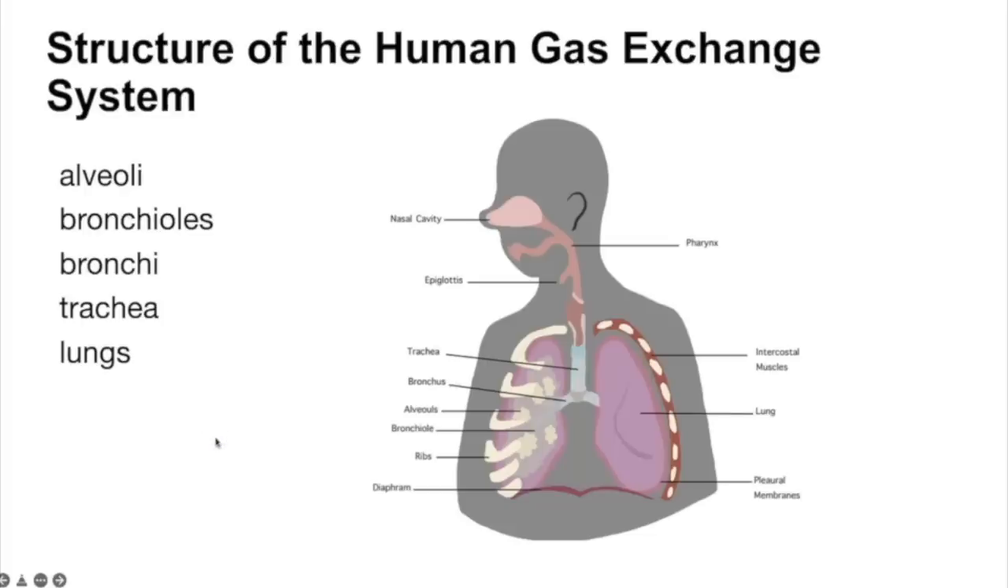So those are the key terms just to be familiar with, and these are the key structures that you need to know for the human gas exchange system. So the alveoli, bronchioles, bronchi, trachea and lungs, which are all labelled here. So if you need to pause just to note that down, then pause that just here.